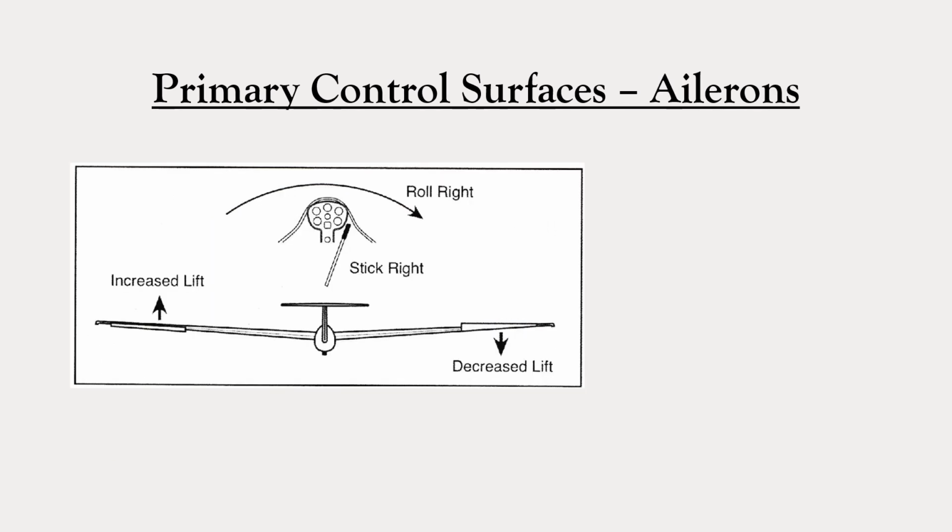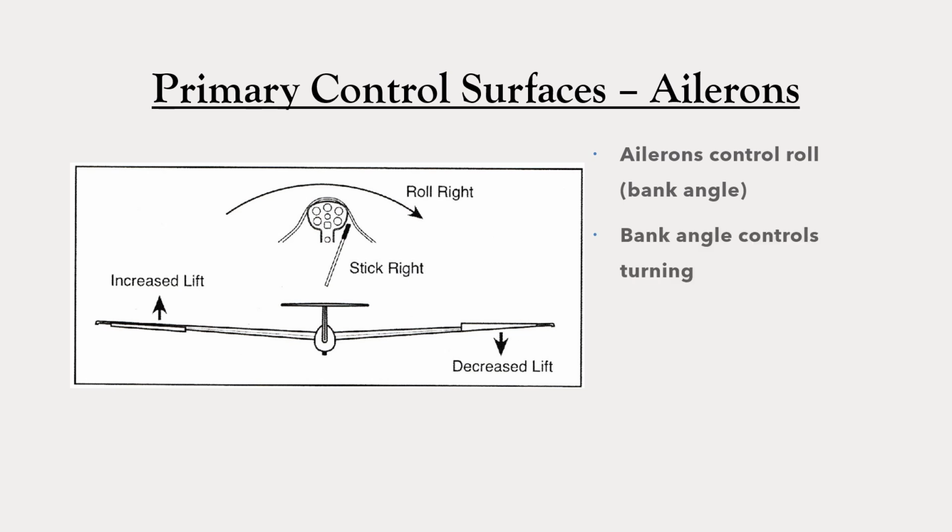Second primary control surface is the ailerons. The ailerons, there are two of them, one located on the left wing, one on the right wing, generally out near the wingtips. They deflect in opposite directions. So we use them to control our bank angle, which the reason we want to bank is usually to cause turning. So they're activated by moving the stick to the right or to the left.